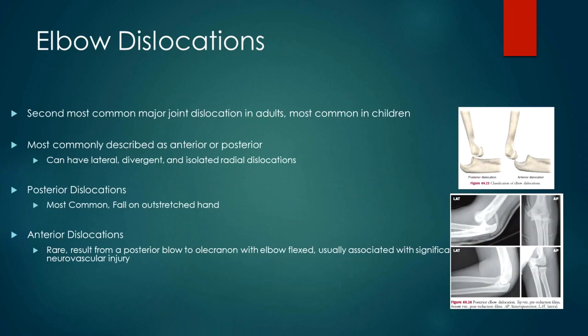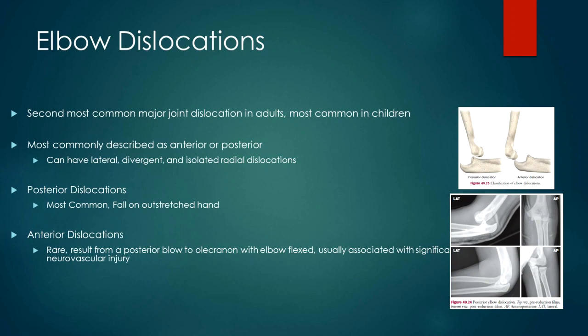Elbow dislocations, second most common major joint dislocation in adults, most common in children. Because of the stability of the elbow, any dislocation is expected to be accompanied by considerable soft tissue damage. Associated fractures of the radial head and coronoid process are also common. Most commonly described as anterior or posterior, they can have lateral, divergent, and isolated radial dislocations as well. Posterior dislocation is the most common.